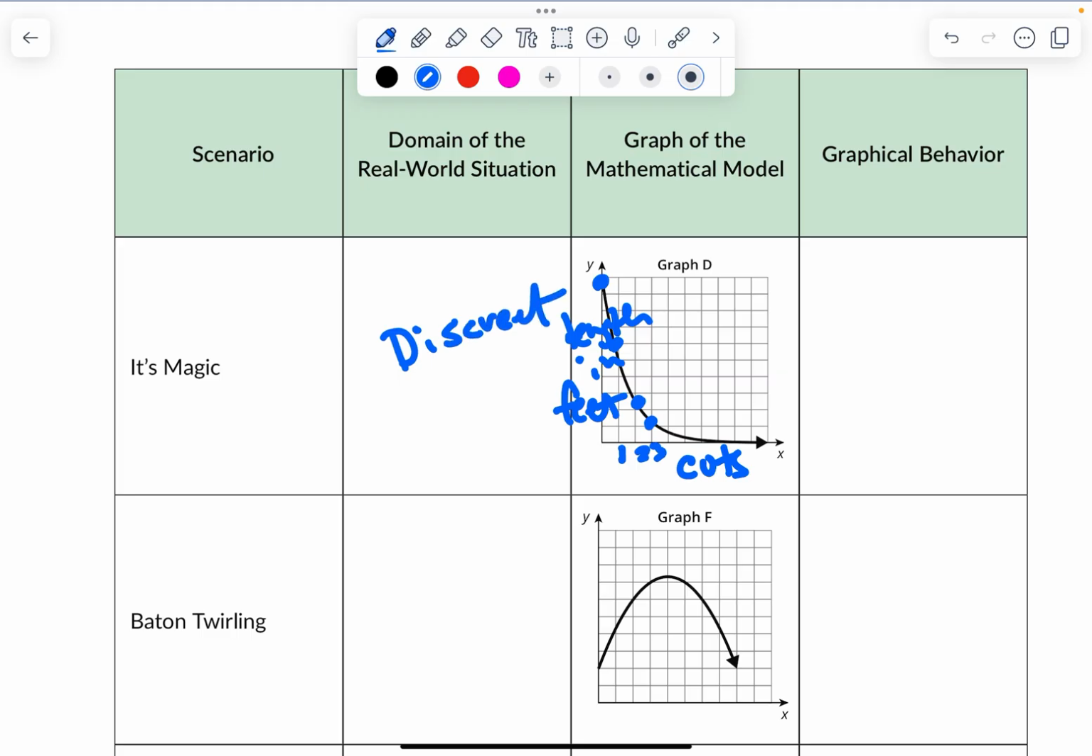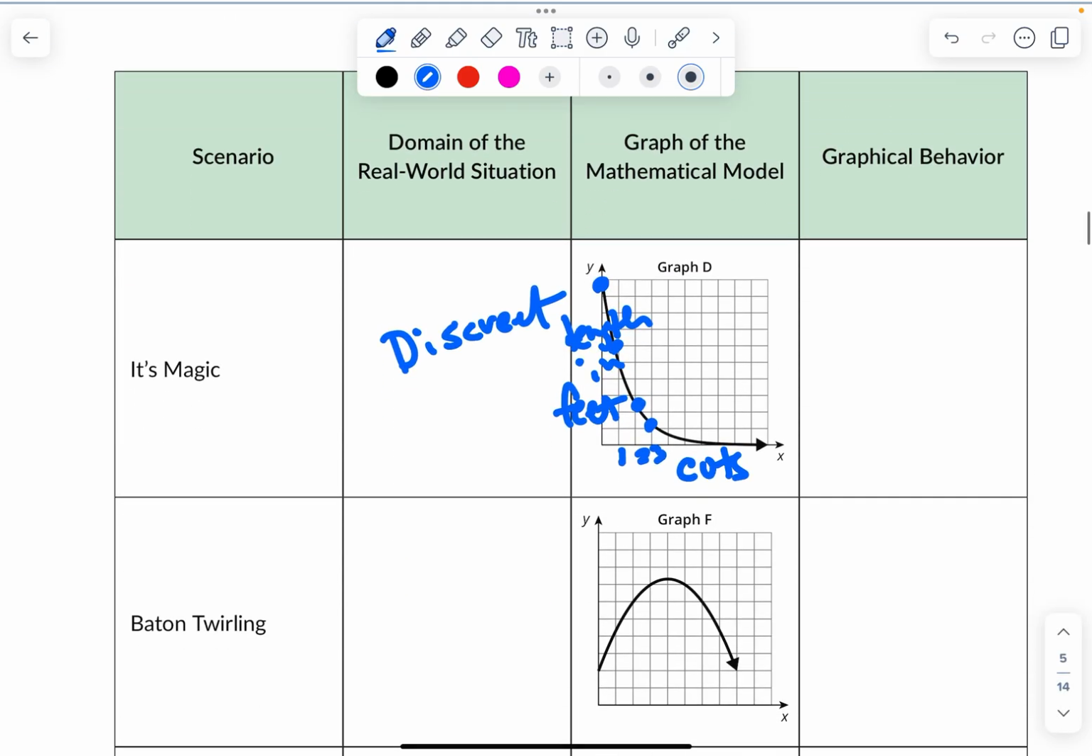That rope does not go from 20 feet to 19.9 feet to 19.8 feet. Doesn't do that. It goes from 20 to 10 to 5. It gets cut. It jumps. So when you have jumps in your graph, we're not going to connect the dots. And this one is decreasing.